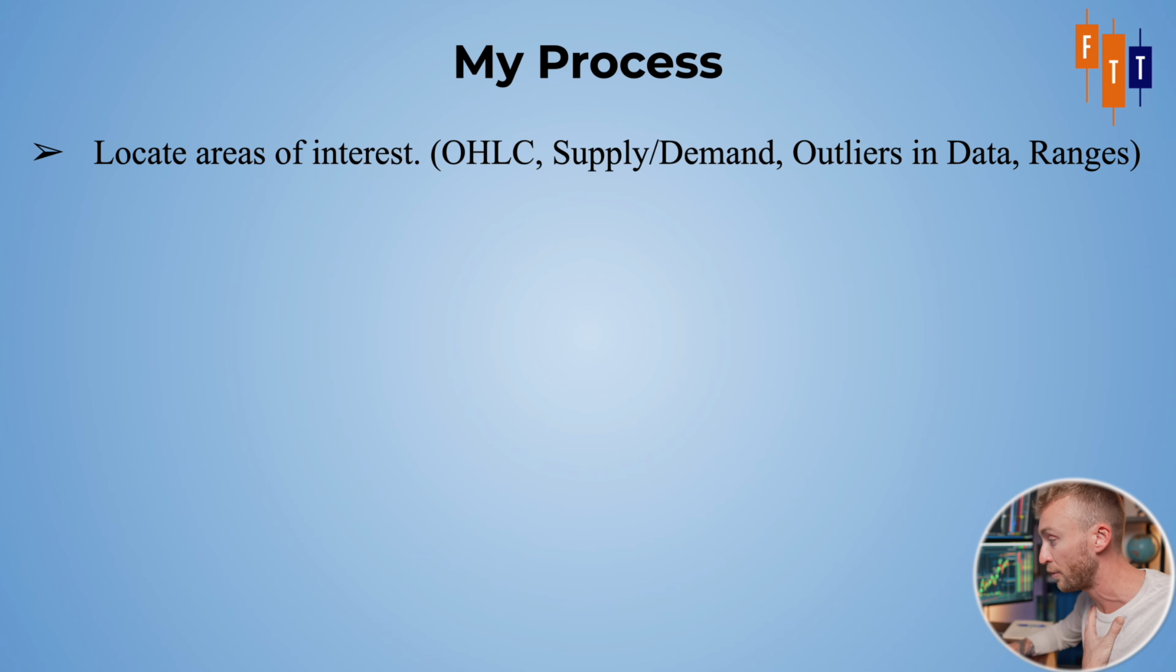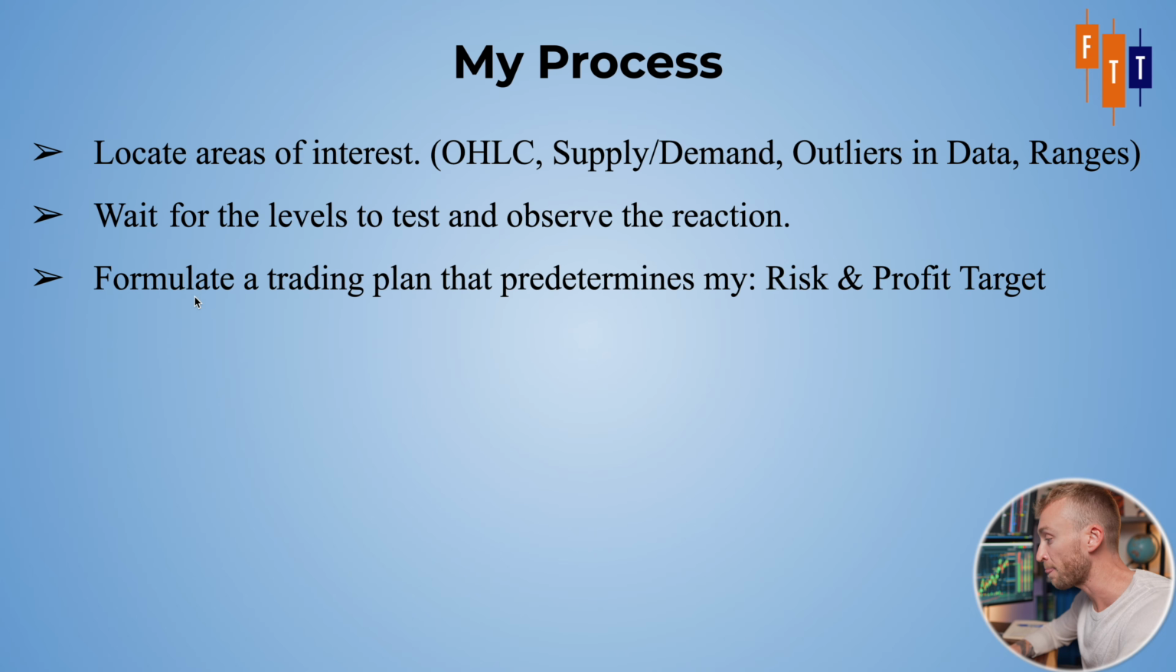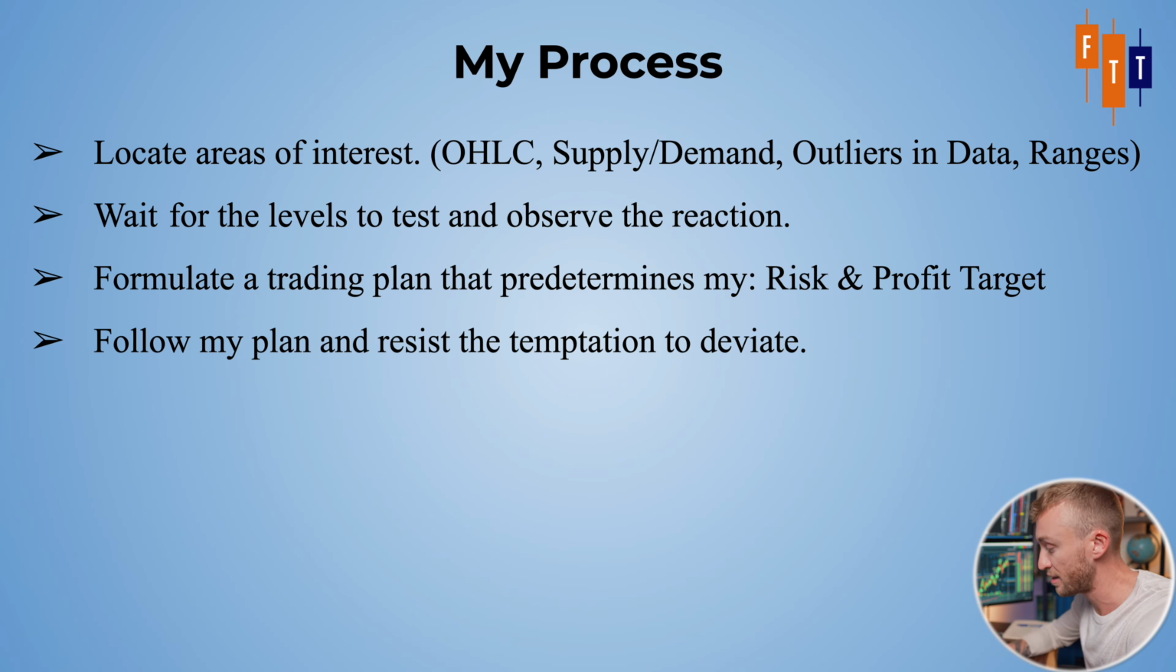So let's talk about my process and what I do every day to locate trades. The first thing I do is locate areas of interest. I look at the open, high, low, or close of a range, of a candle, of a session, supply and demand. I look for outliers in the data, and I'll look at ranges. I wait for these levels to test, and then I observe the reaction at them. Then I formulate a trading plan that predetermines my risk and my profit target. I know where I'm going to be wrong, and that's my stop loss, and I know where I'm targeting to get out. And then I follow my plan and I resist the temptation to deviate.